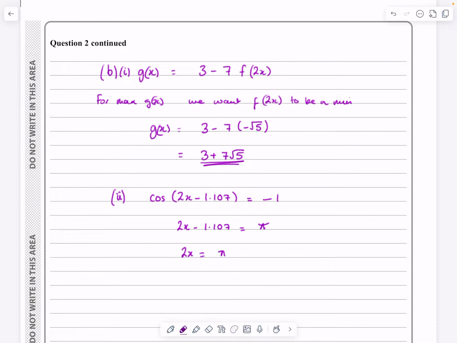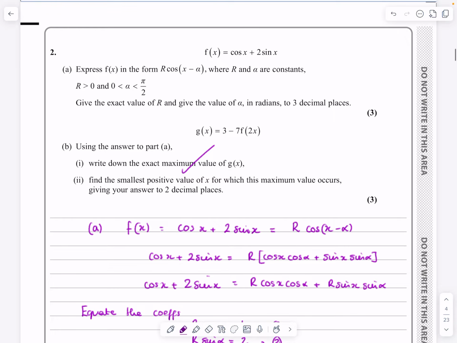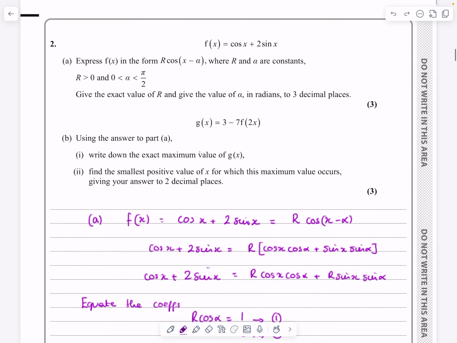So let's just tidy that up. That's going to be pi plus 1.107. And then obviously x is just going to be that divided by 2, which comes to 2.12 if we do it to the correct number of decimal places, in this case 2 decimal places. So let's just make sure we're happy with that being the smallest positive value. When you imagine what cos and sine look like, we want the first value as we're going across there, which in this case was when 2x minus 1.107 worked out to be equal to pi. Okay, hopefully that will make sense to you.